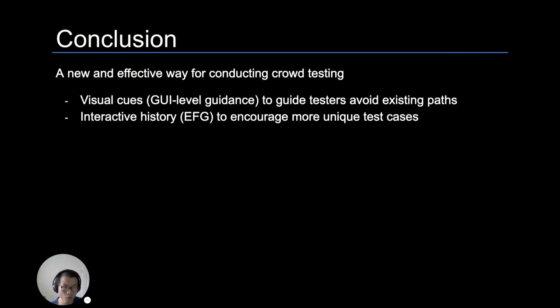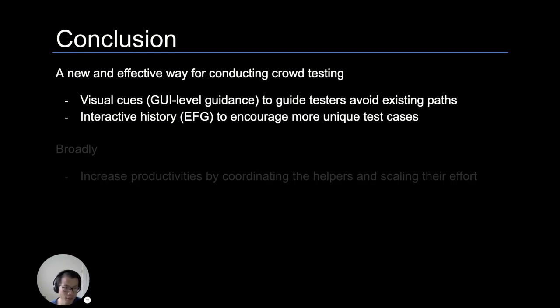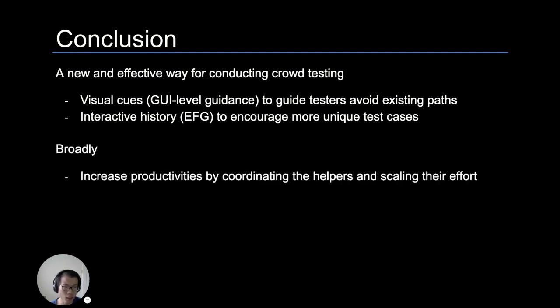To conclude, this work suggested a new and effective way for future crowd testing. Using our techniques, testers can be aware of existing navigation paths using the visual cues and easily go back to the previous GUI state to explore different paths using the interactive event flow graph. More broadly, it increases developers' productivity by better coordinating helpers and scaling their effort to increase the response quality.